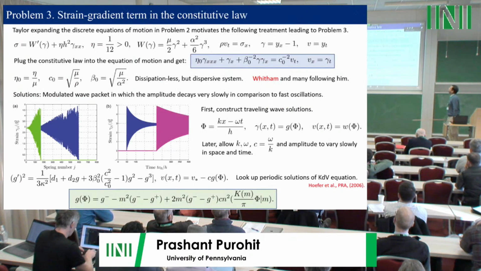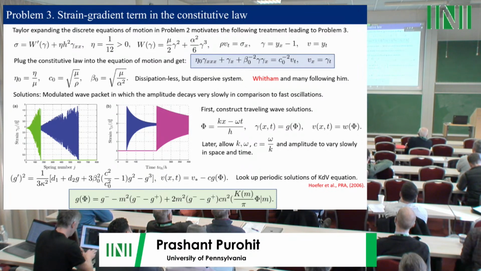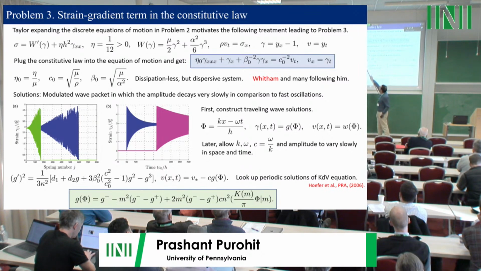Problem 3. Problem 3 now, which is where really the dispersive shock wave analysis is going to come in, is like this. You Taylor expand the discrete equations of motion in problem 2, and that motivates the problem leading up to the DSW. The stress-strain relation is now going to be modified by a term which has got a gradient of strain in it. So this is now a strain gradient type stress-strain relation, which is written up here. And W gamma is the same as before. All other equations, balance of momentum and kinematics, remain the same.